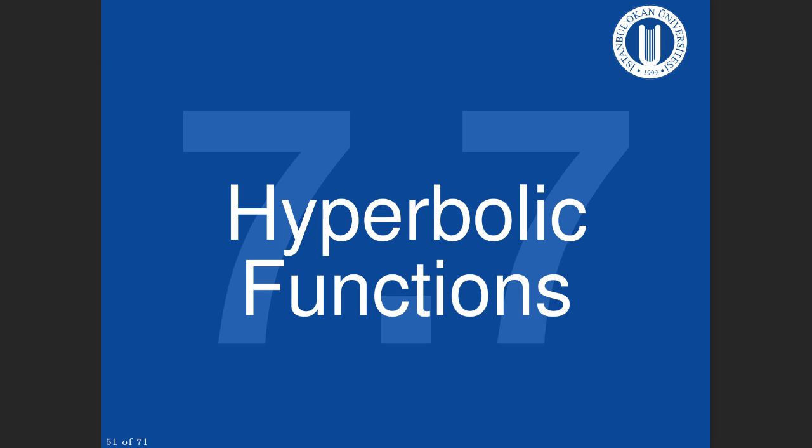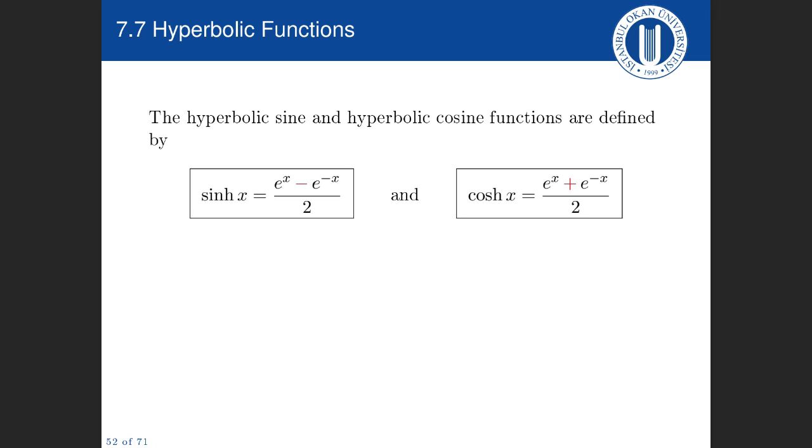And then that brings me on to the final section of this course. The final topic on the syllabus for this course is hyperbolic functions. The hyperbolic sine and hyperbolic cosine functions are defined using these formulae. Sinh x is e to the power x minus e to the power minus x over 2, and cosh x is almost the same, but it has a plus instead of a minus sign.